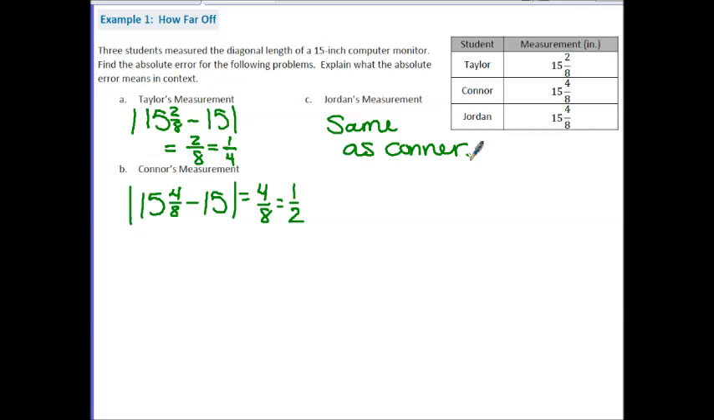We're asked to explain what the absolute error means in the context. What we're talking about here is the measurements of a diagonal length of a 15-inch computer monitor. So the absolute error is basically telling us the distance of the measured value from the actual value.